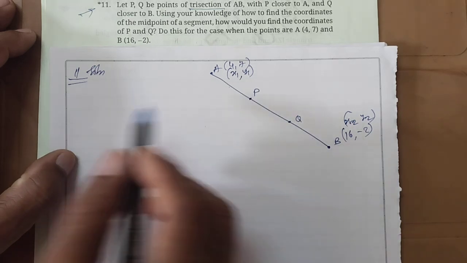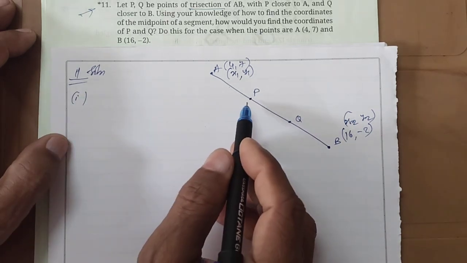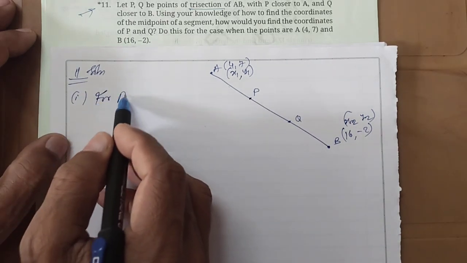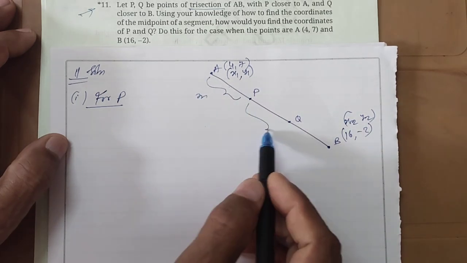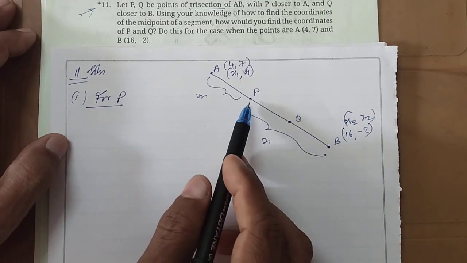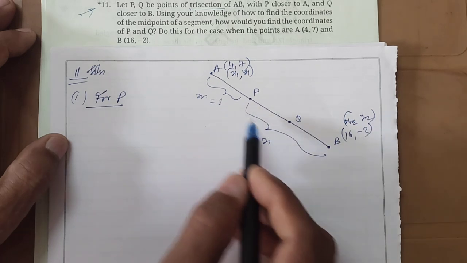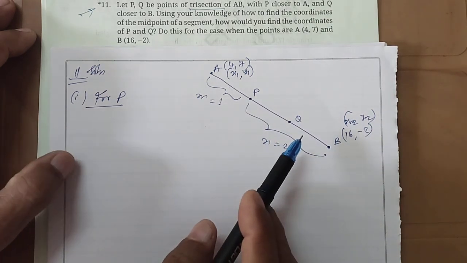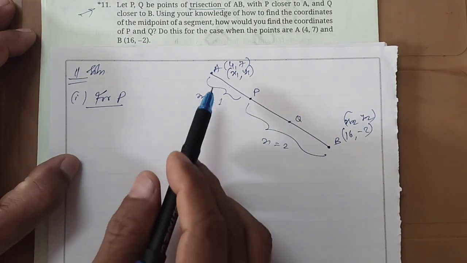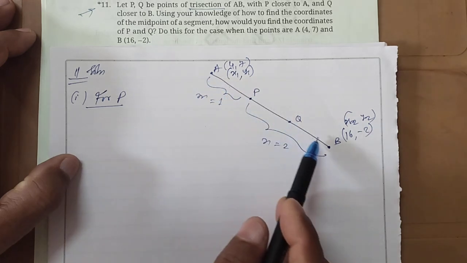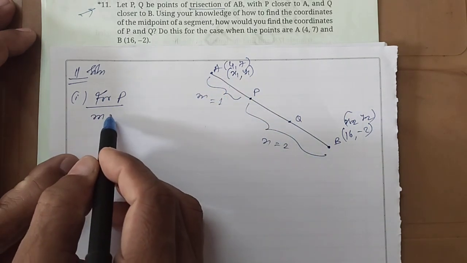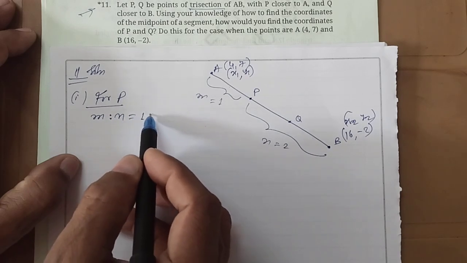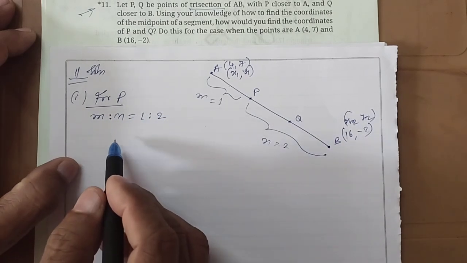And you are asked to find point P. There will be 2 cases. One is for P. When we take P, this side will be M and this side will be N, and this side will be 1, this side will be 2. It is not given in the question. We have to understand from the diagram. This side 1 part, this side 2 parts for P. So for P, the ratio M is to N we are getting is 1 is to 2.